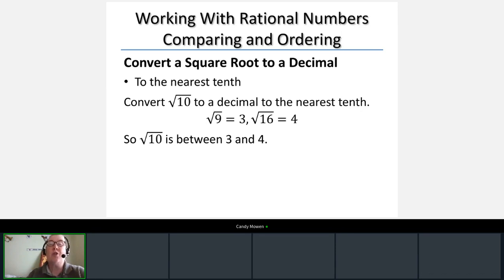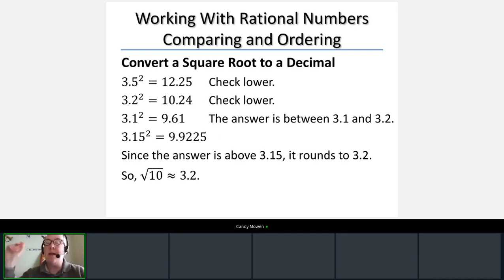For example, square root of 9 is 3. 3 times 3 is 9. That is a perfect square. Square root of 16, it's a perfect square, 4 times 4. So to convert the square root of 10, it is between 3 and 4. You do have a square root function key on a calculator.